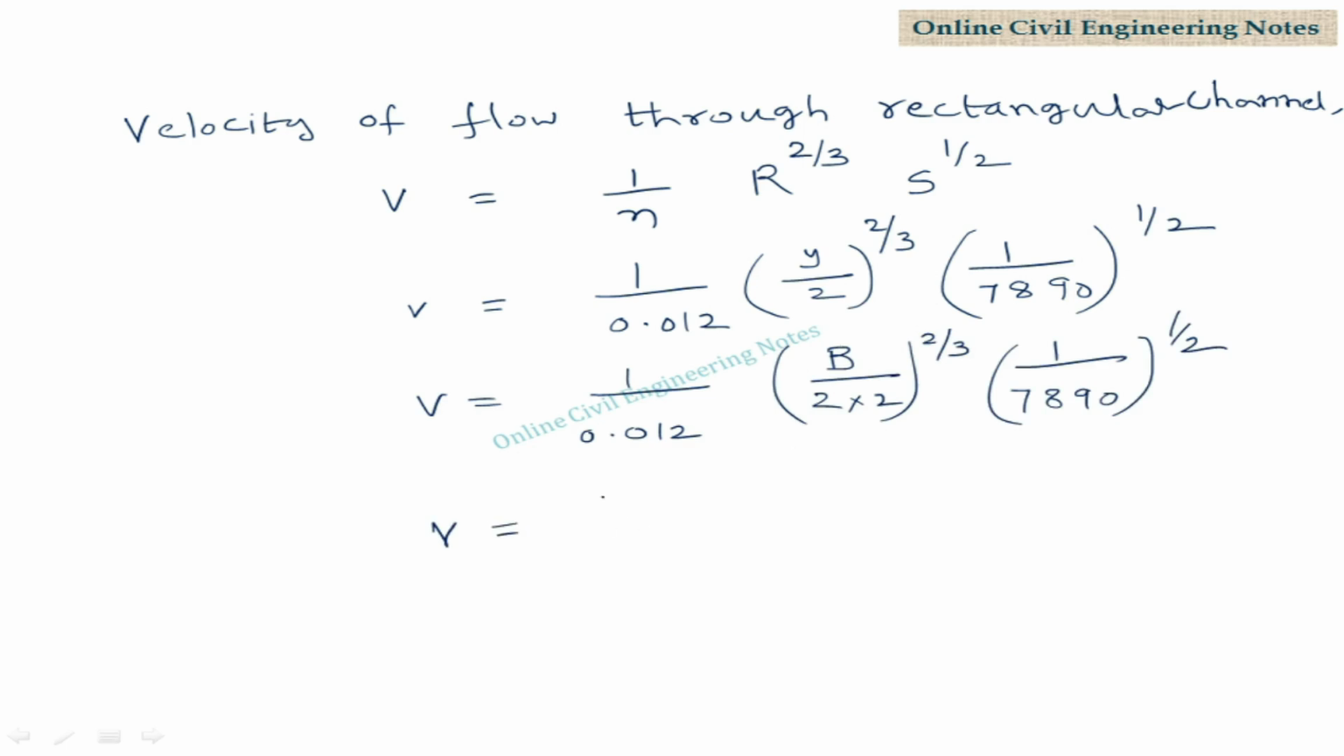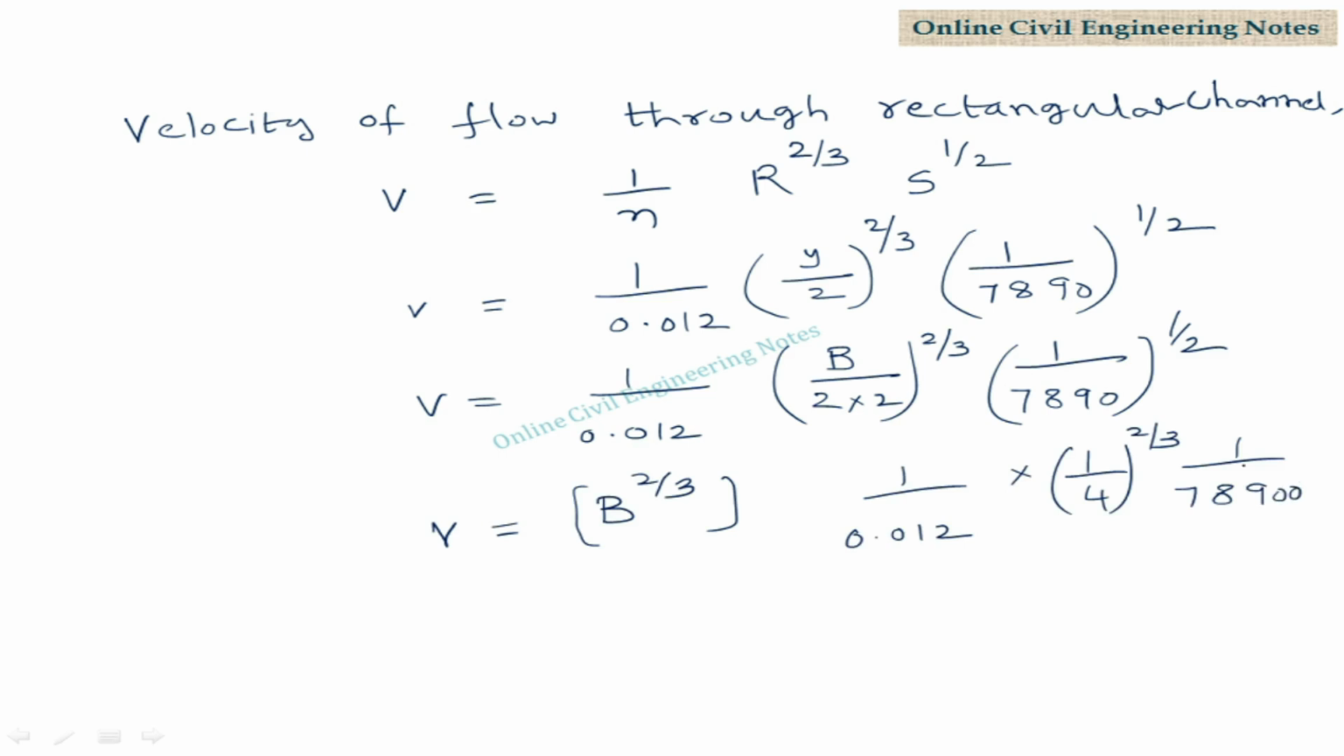V is equal to B power 2 by 3 into 1 by 0.012 into 1 by 4 whole power 2 by 3 into 1 by 7890 whole power 1 by 2. Therefore V is equal to B power 2 by 3 into the value of this, which is 4.182 into 10 power minus 3.